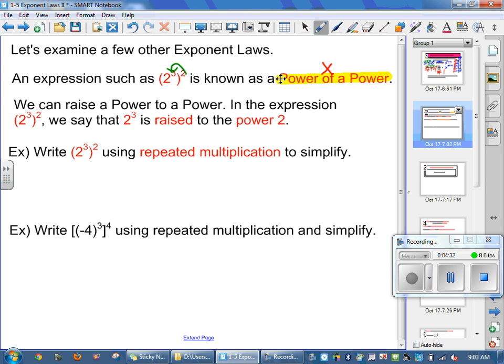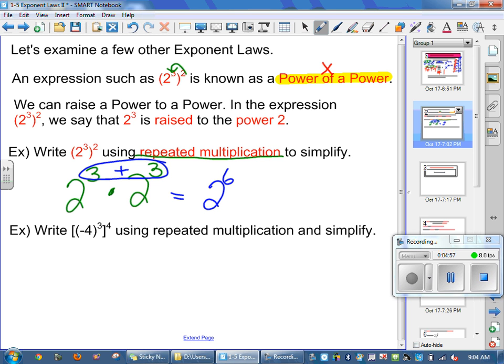So I would write 2 cubed times 2 cubed. That's my repeated multiplication. That's what we actually write down, because the outside 2 is telling me I have 2 sets of those. So if I have 2 sets of those, now I'm back to my adding law, where I can add exponents because I'm multiplying the same bases. So that's going to give me 2 exponent 6. And what do you think I would do if I multiplied these up here? I multiplied 2 and 3, what do I get? 6. So you get the same answer if I just multiply the outside exponent to the inside.